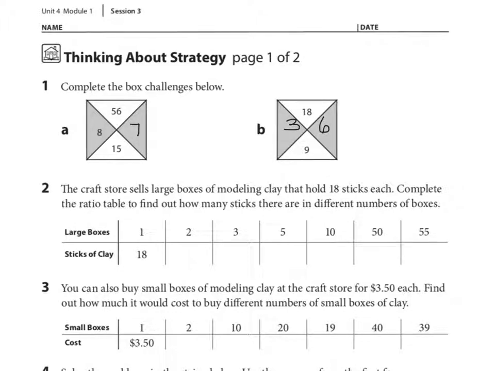Number 2. The craft store sells large boxes of modeling clay that hold 18 sticks each. Complete the ratio table to find out how many sticks there are in different numbers of boxes. So what do we want to do for this problem? We want to complete the ratio table. So we have one group of 18. When we come up with two groups of 18, what are we doing? We're multiplying by 2. So 2 times 18, 18 doubled, that's right, is 36.